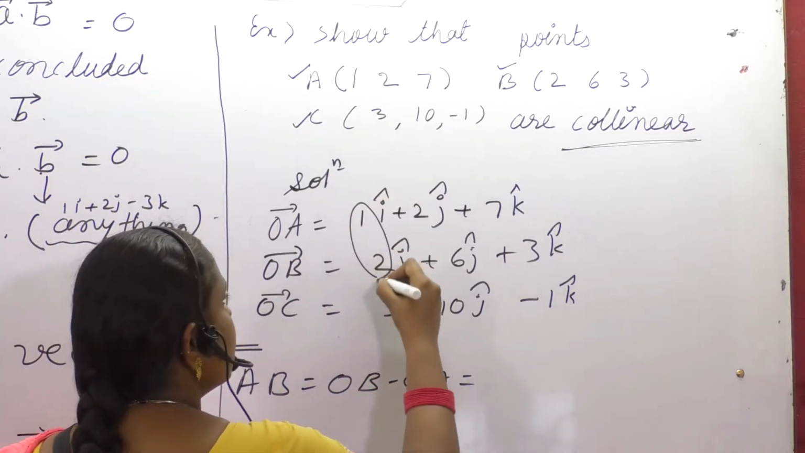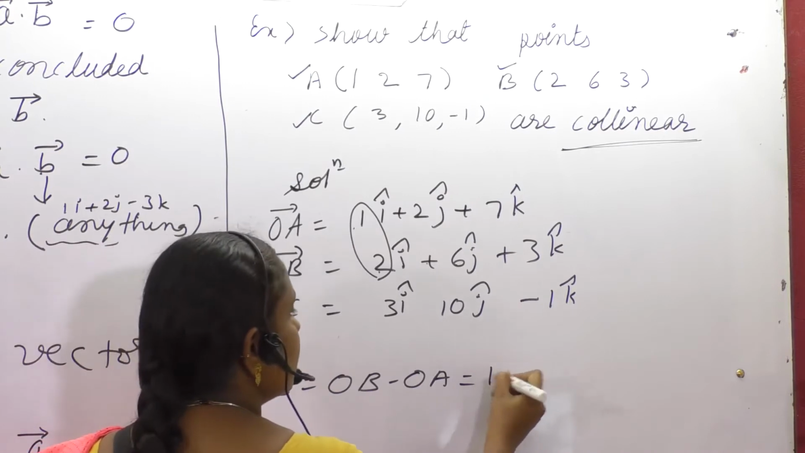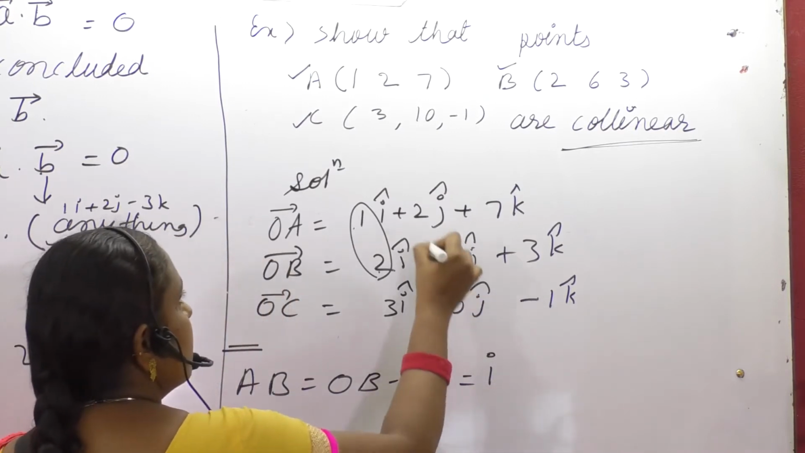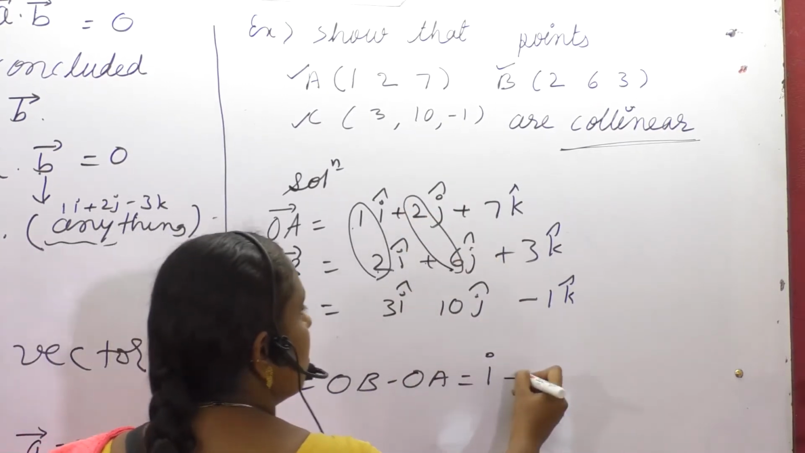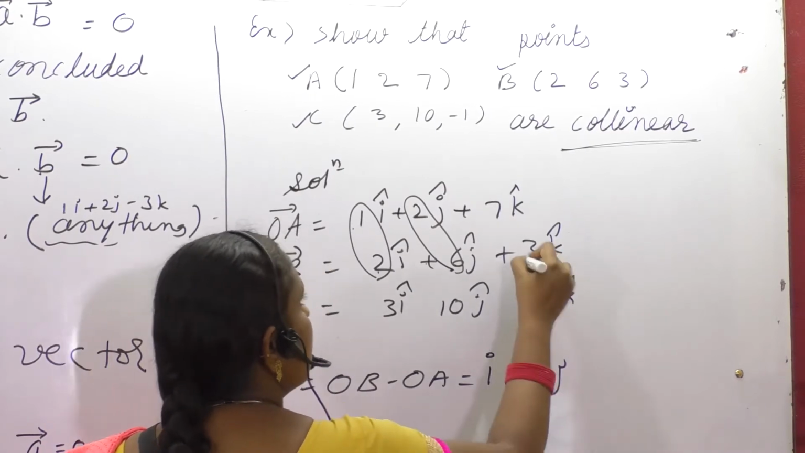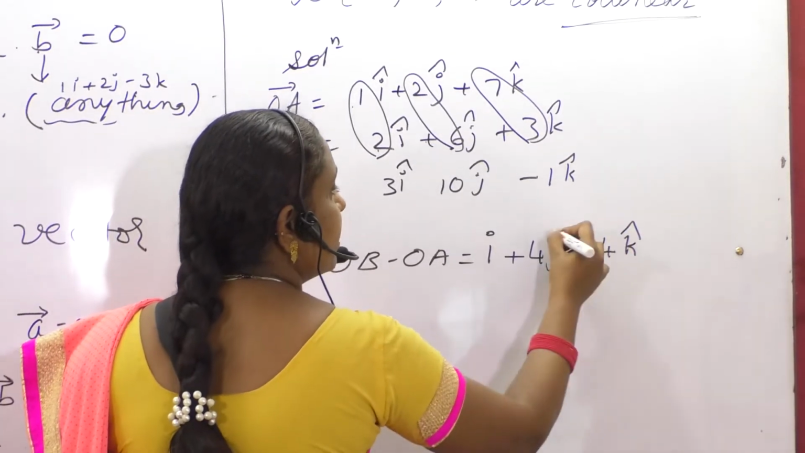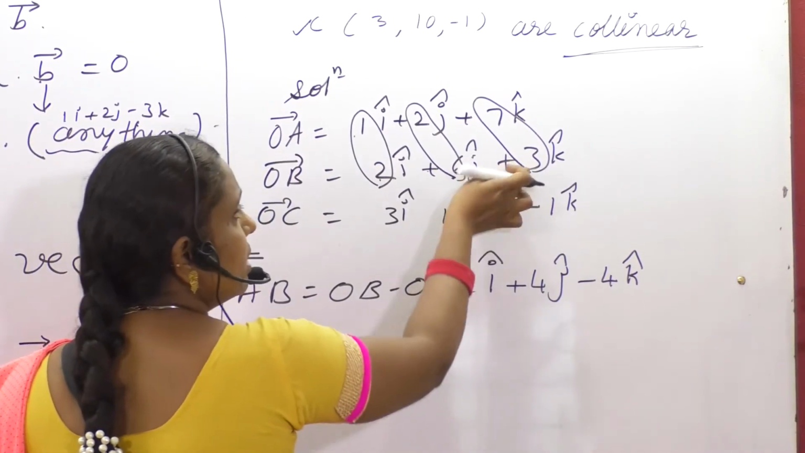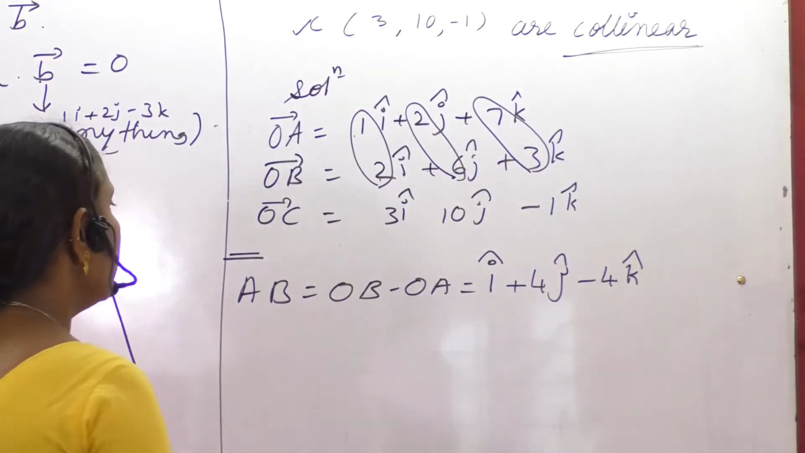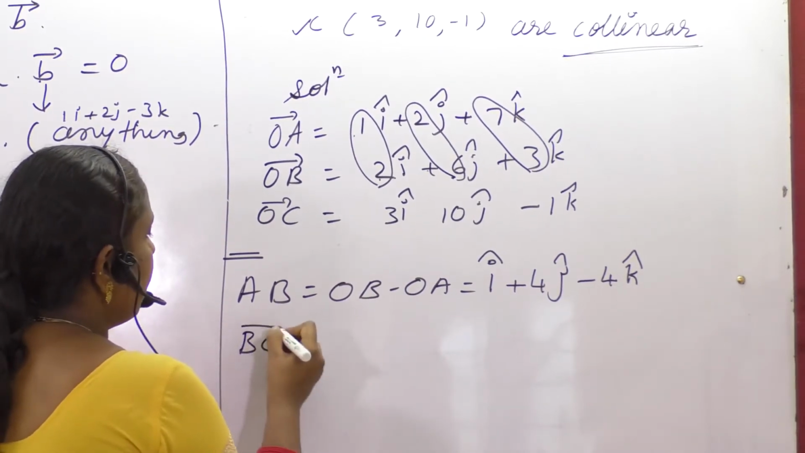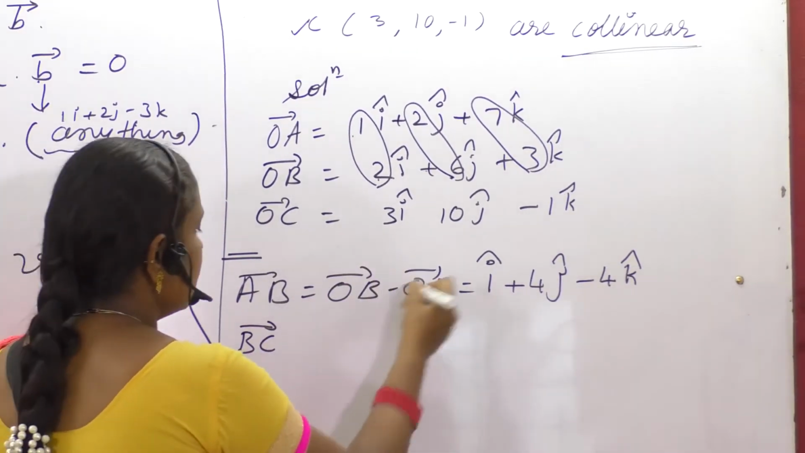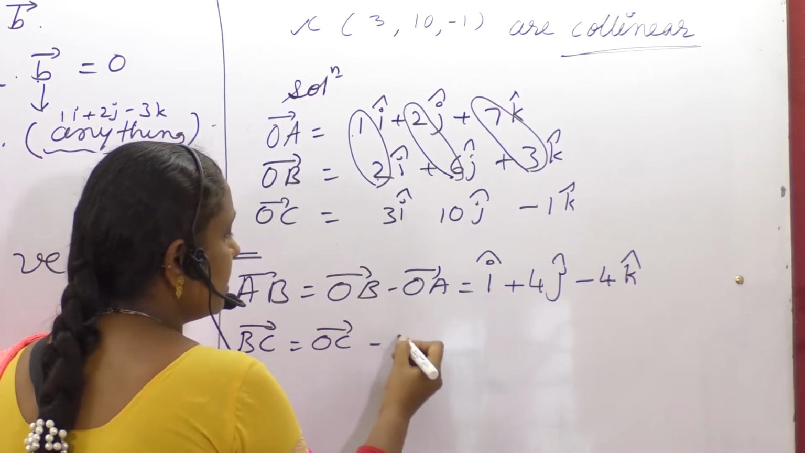So components: 2 minus 1, that is 1i. 6 minus 2, 4j. 3 minus 7, minus 4k. Am I right? Minus 4k. Is it minus 4k or not? 3 minus 7. Okay. Next, BC I will be finding. So BC is nothing but OC minus OB.